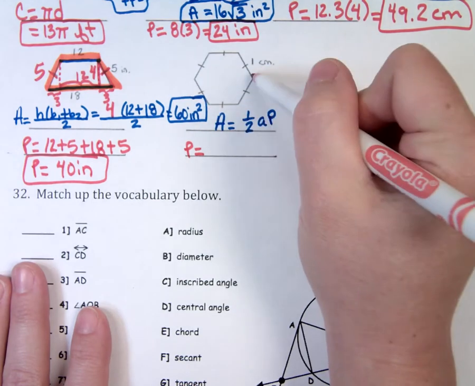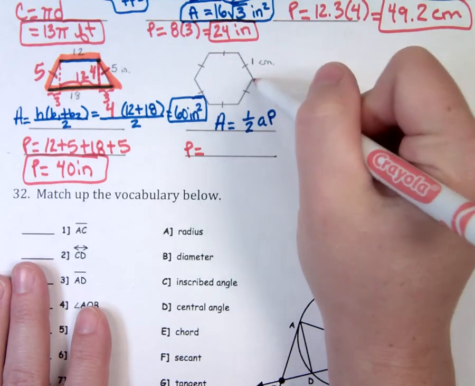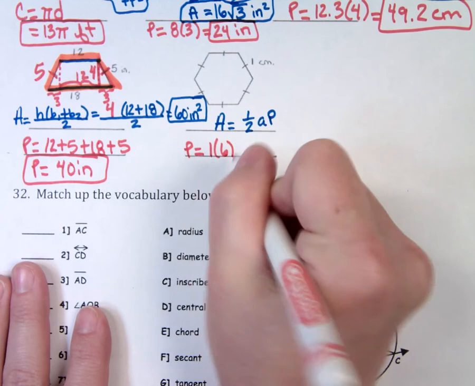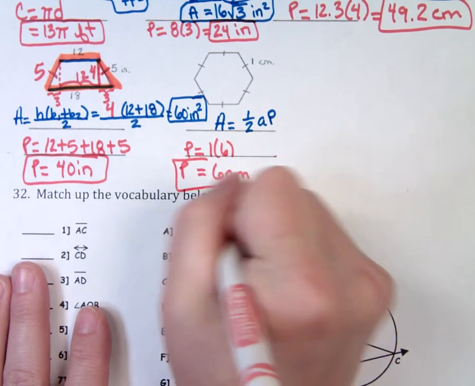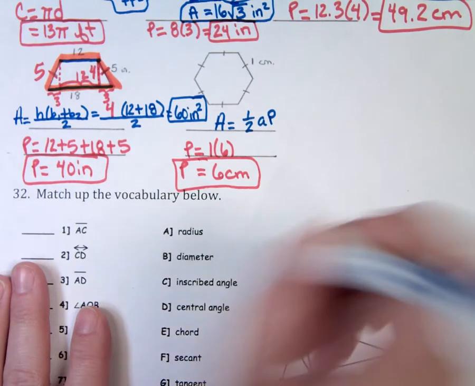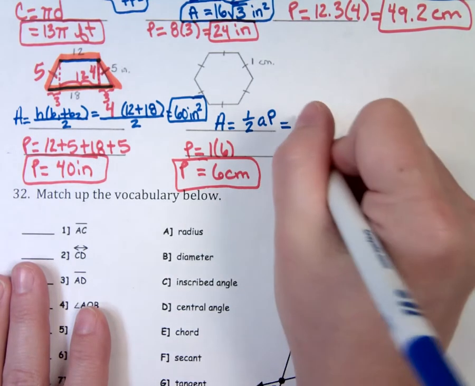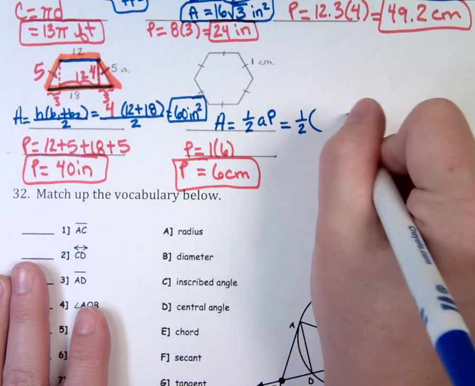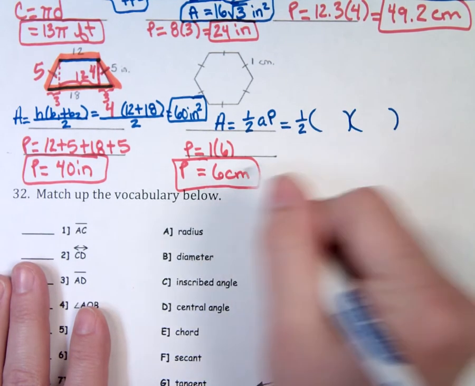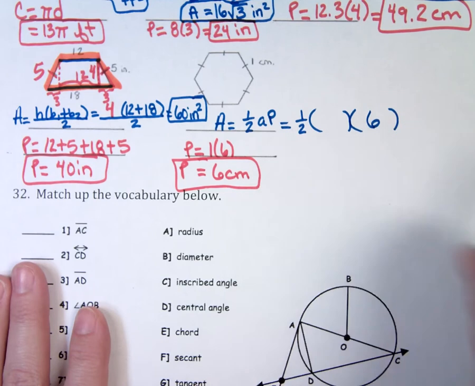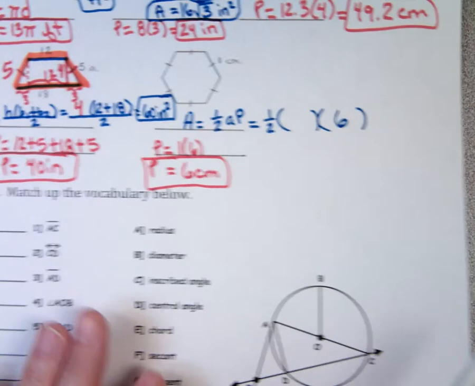Well, all the sides are the same, so 1 plus 1 plus 1 plus 1 plus 1 plus 1, or 1 times 6, gives me 6. So my perimeter is 6 centimeters. Right now, I could actually put that in my area formula: 1/2 times the apothem, which I've got to figure out, times the perimeter. We just found the perimeter to be 6, so I'm going to go ahead and plug that in. I just now need to find that little apothem.